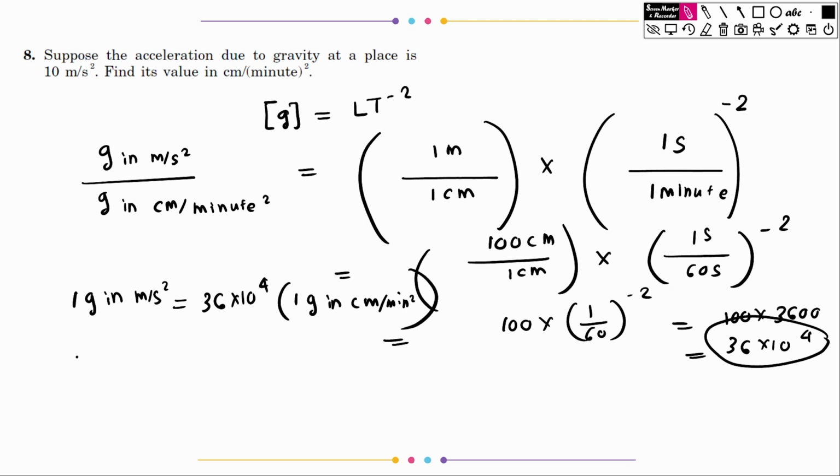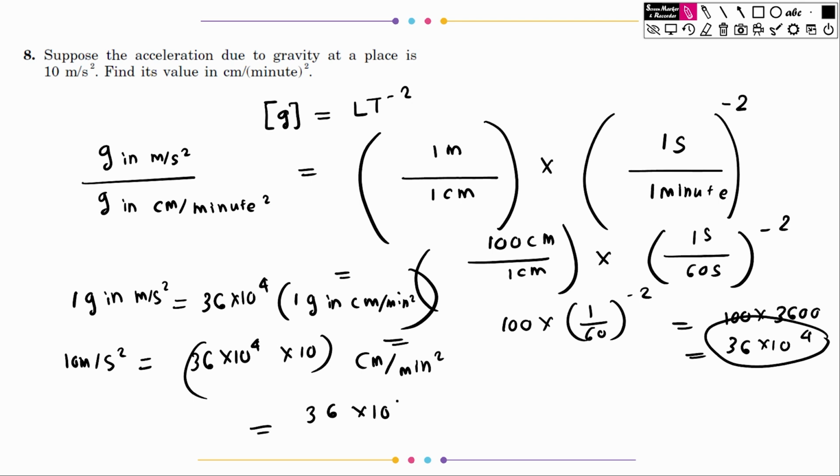Now the problem is telling gravitational value is 10 meter per second square. So the converted value will be 36 into 10 power 4 into 10 centimeter per minute square. That is 36 into 10 power 5 centimeter divided by minute square.